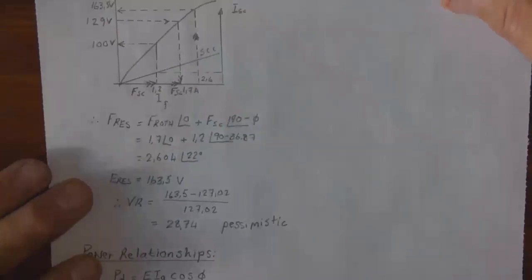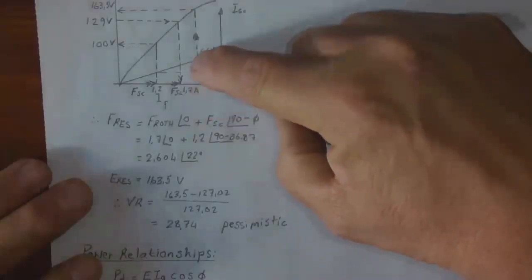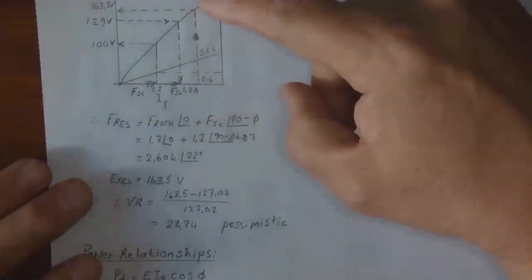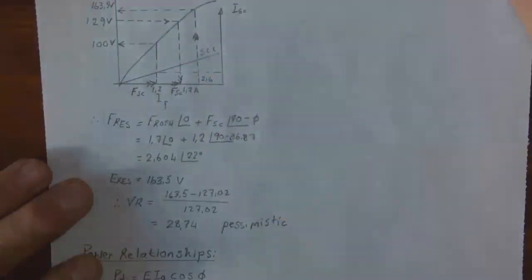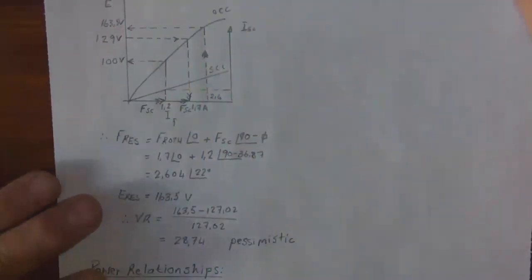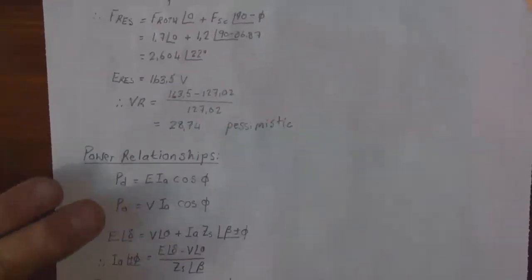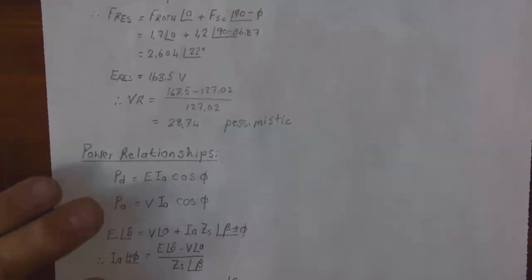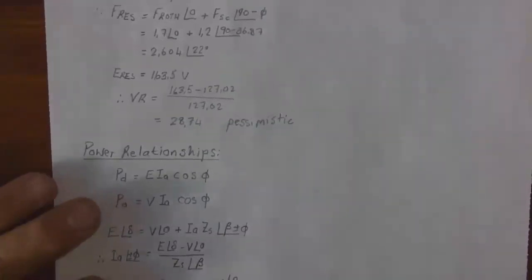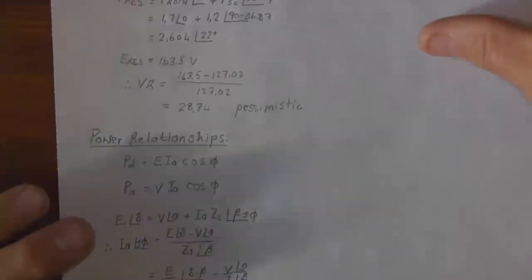Then we go back to the graph. At 2.6, we go up straight till we cross the EMF, go right across, and we find that the voltage there is 163.5. So the voltage regulation then is 163.5 minus 127 divided by 127, and that gives us a 28.74% regulation, and that is pessimistic. Now the real voltage regulation lies somewhere between these two values.